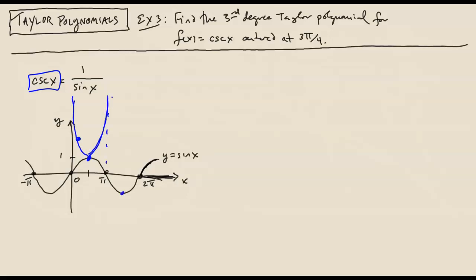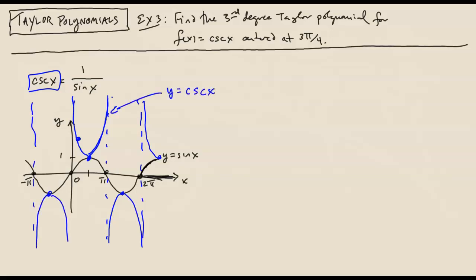And the same thing is going to happen over here, except everything's going to be negative, and so on and so forth. So this blue stuff is going to be our graph of y equals cosecant x. Good. And in this problem, we're thinking about a third-degree Taylor polynomial for cosecant centered at 3 pi over 4. So that looks like it would be somewhere around here. So we're going to look for some sort of polynomial that hugs this thing really closely, at least in a neighborhood of 3 pi over 4.